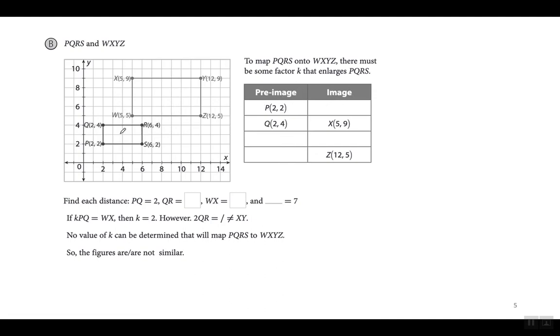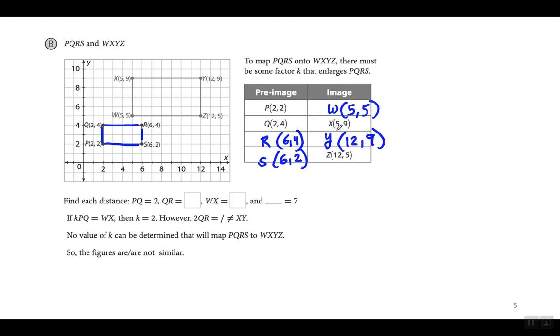Okay, so the pre-image is PQRS. This is the pre-image right here. It's going clockwise, so I'm going to put R here and S here. R is at 6, 4, and S is at 6, 2. Now let me fill in for the image. If I go in the same direction, this would be W, X, Y, Z. It's also in alphabetical order. So W is 5, 5. Y is 12, 9.